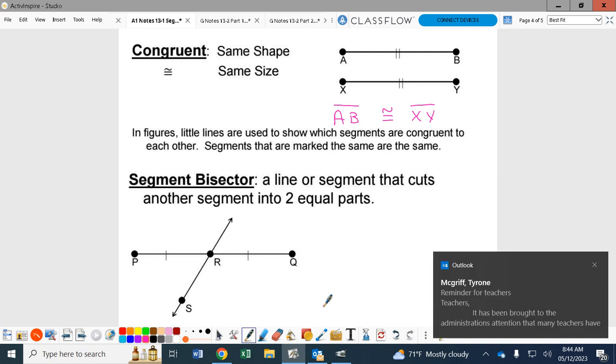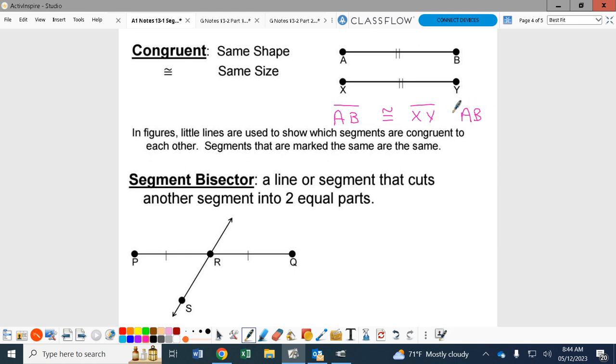If you did an equal sign, you would write AB and you would not write anything above it, because that means the distance between A and B. And you would write that it is equal to XY without any line over the top, because that would mean that their measurements are equal. The segments are congruent, their measurements are equal, guys.